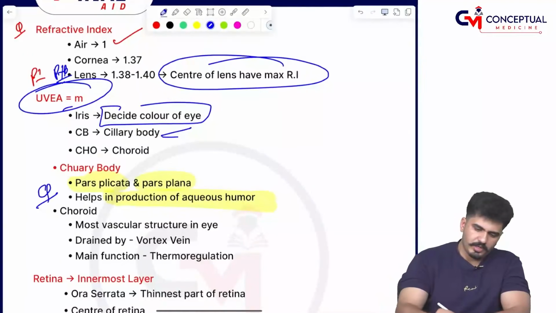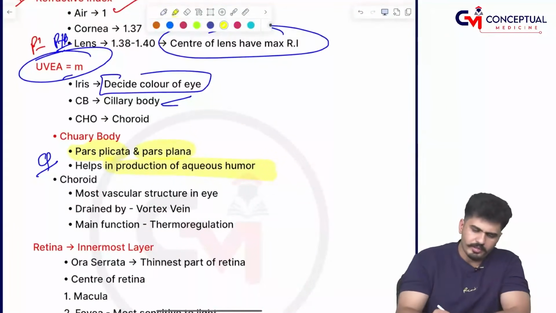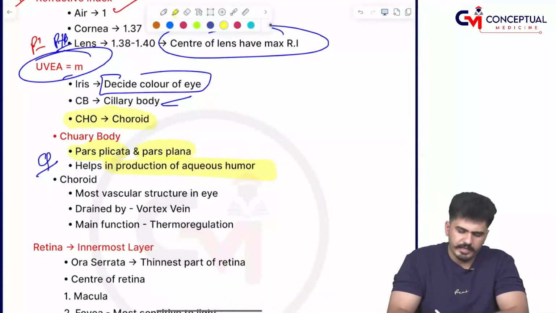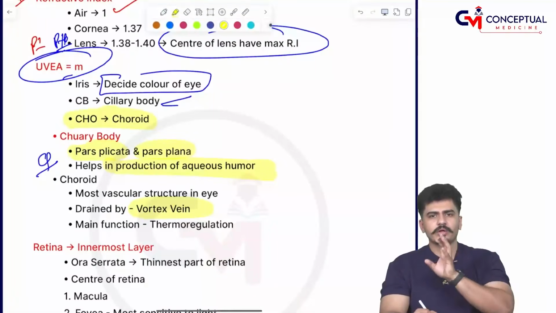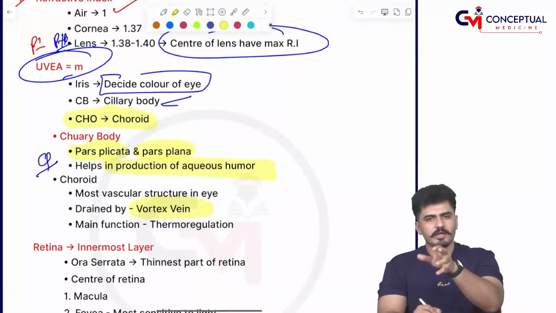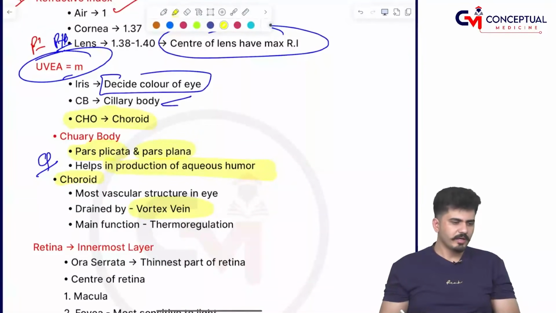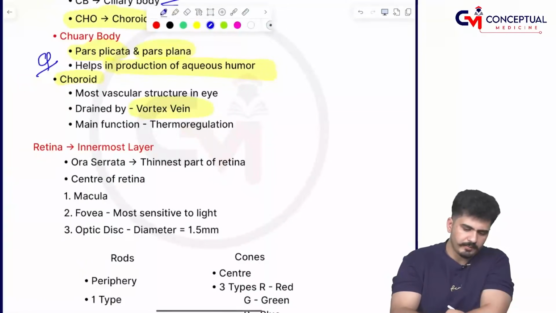Now coming to the next one, the choroid. We have already learned it is the most vascular structure in the eye, drained by the vortex vein. Because the most vascular supply is coming here, thermoregulation is also taken care of by the choroid, my dear friends.